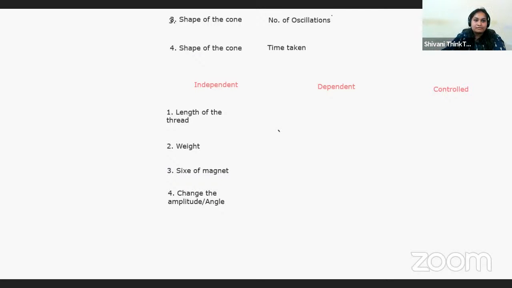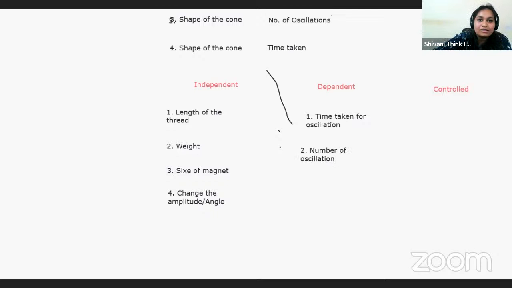Ma'am, the time taken to stop moving. The number of oscillations and the time taken to get back to the same place. The time taken to again stay steady. The number of oscillations, or the time taken for oscillation.